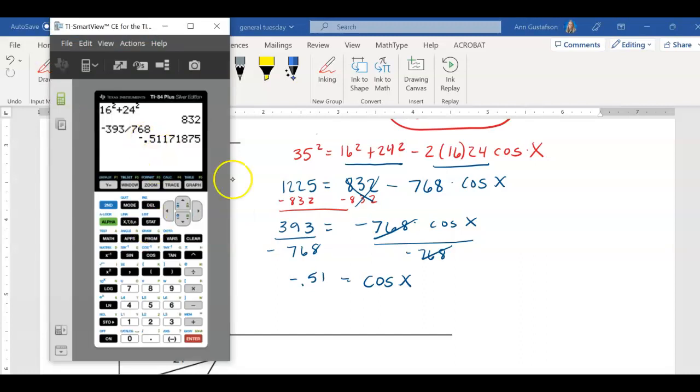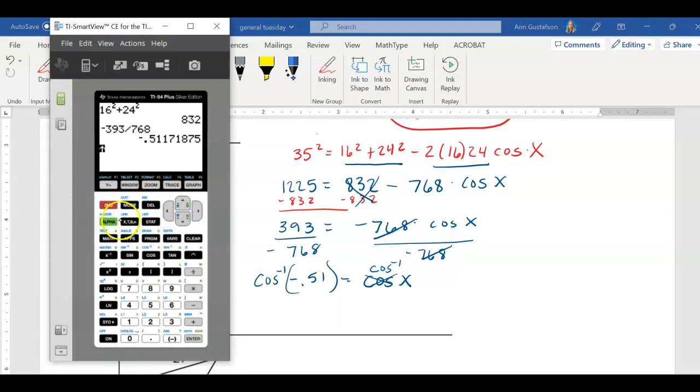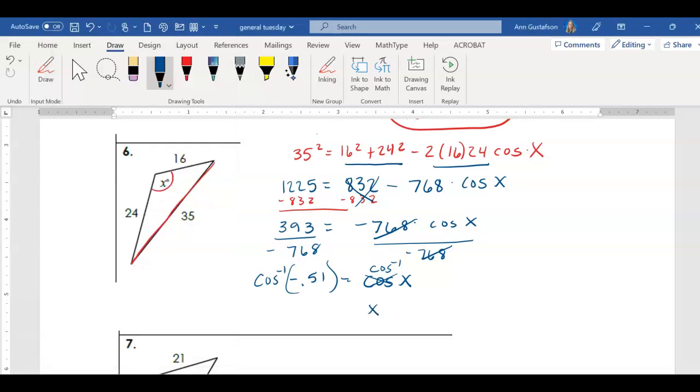So now what I want to do to get rid of the cosine, I have to do the inverse cosine. So I also have to do that over here. So that's what I'm typing on my calculator. So I want to do the second cosine of the answer on the line above, and then that will give me the angle measure. So x, and we got approximately 120.8 degrees. So that would be the measure of this angle.